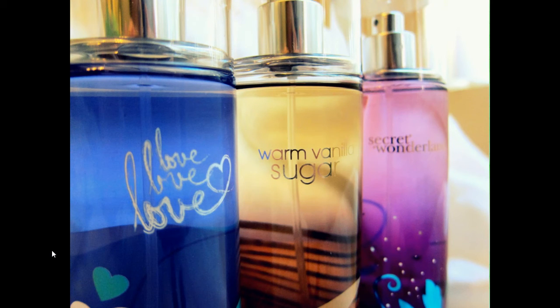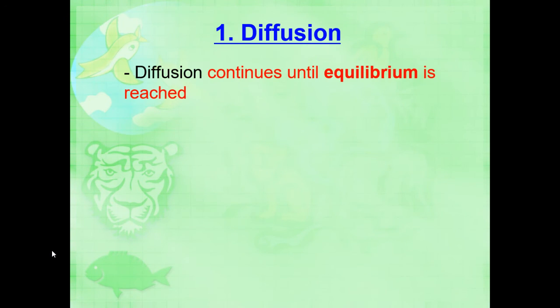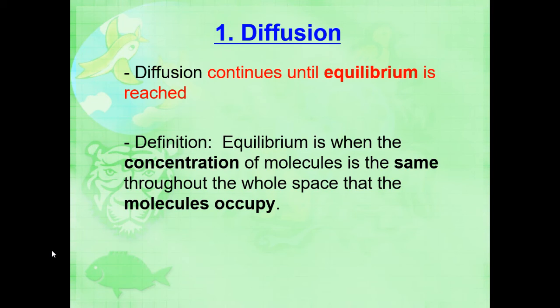If you use any kind of colognes or body sprays, say I sprayed something in the front of the room, and you could even do this at your own house, spray it on one end of the room and wait and see how long it takes for the person on the other side of the room to smell it. That's a great example of diffusion, because as soon as you spray it, those particles are really concentrated in that area, and then they are going to spread out from one another. Diffusion will continue until equilibrium is reached, and an equilibrium is when the concentration of molecules is the same throughout the whole space that the molecules occupy.